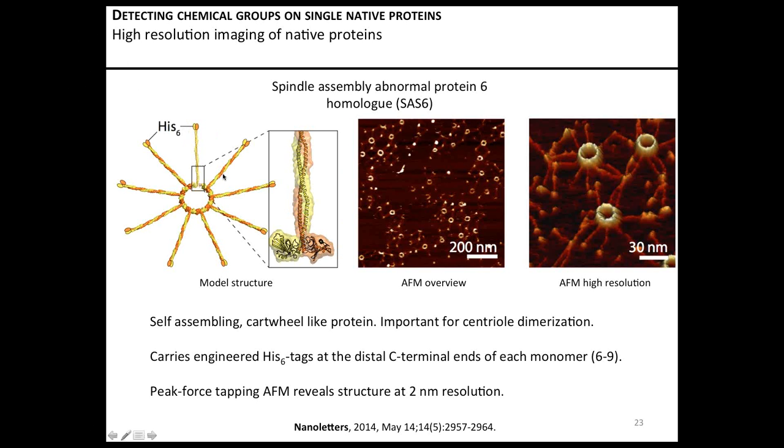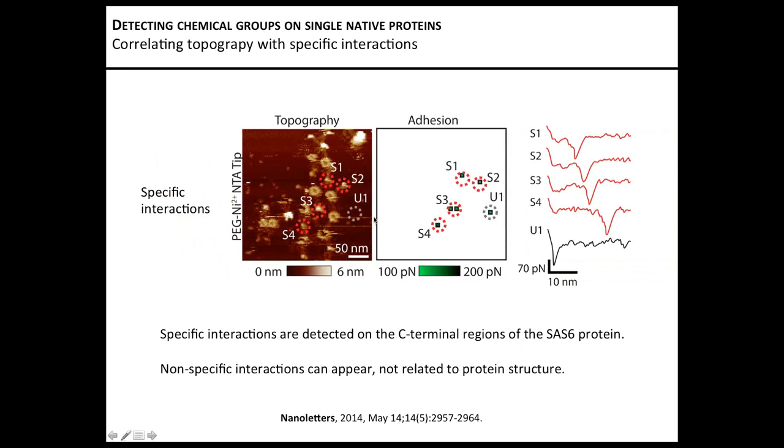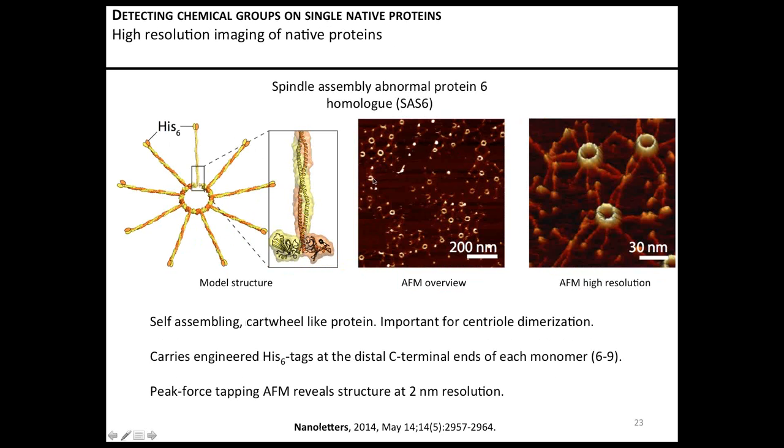So we don't want to see any specific interaction in the main part of the protein, and if the experiment works, we only want to see specific interactions right at the distal part of these spikes. So what you see here is an overview of these native proteins now recorded with a normal tip, not modified. And this is a zoom in, and you can see this nice topography of this protein.